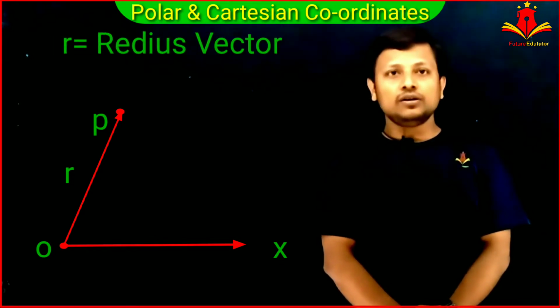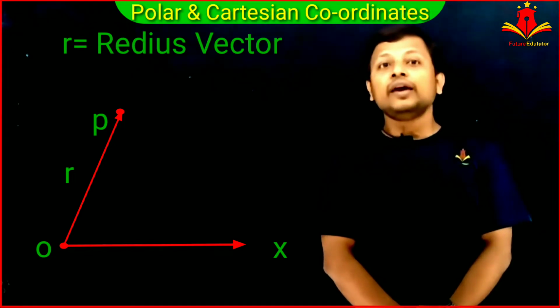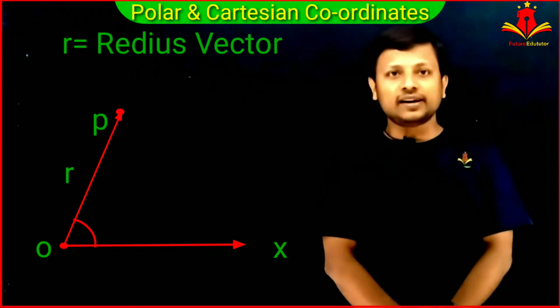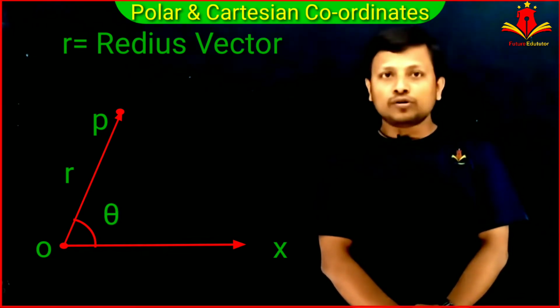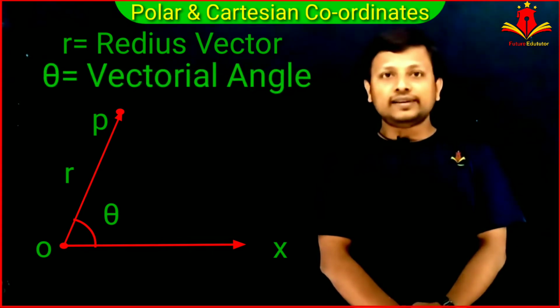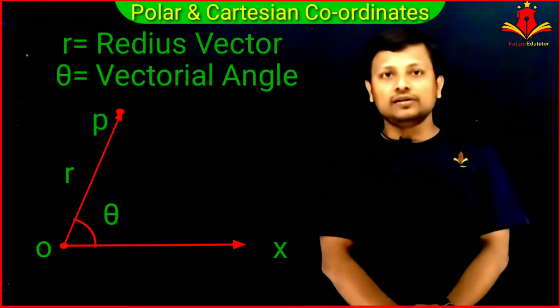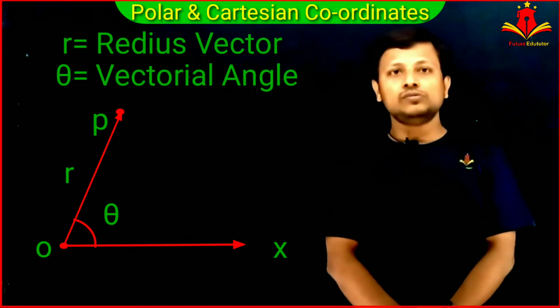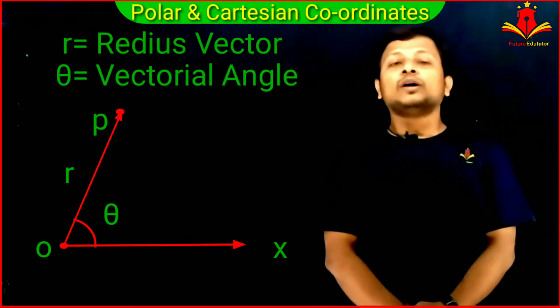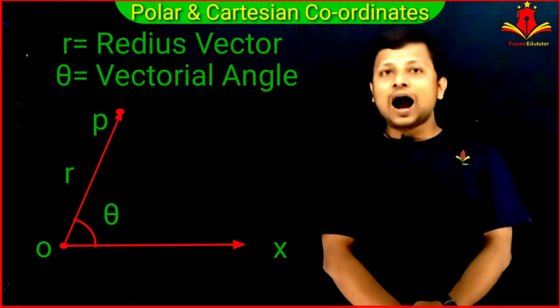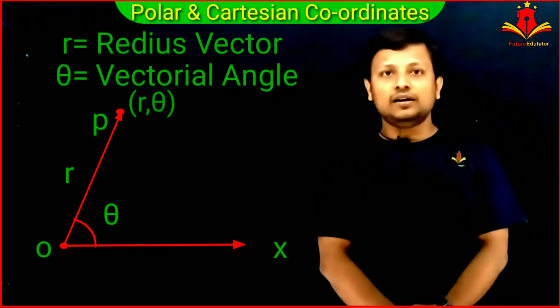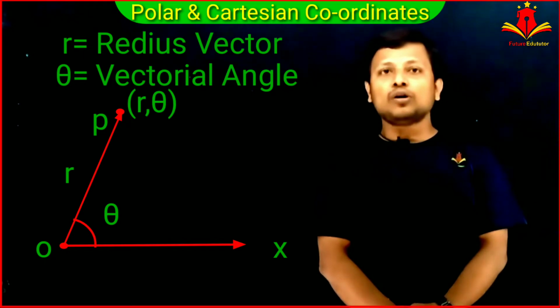The angle POX, or XOP, is theta, and that is called the vectorial angle. Theta is called the vectorial angle. Now the coordinates of P we can write as (r, theta).